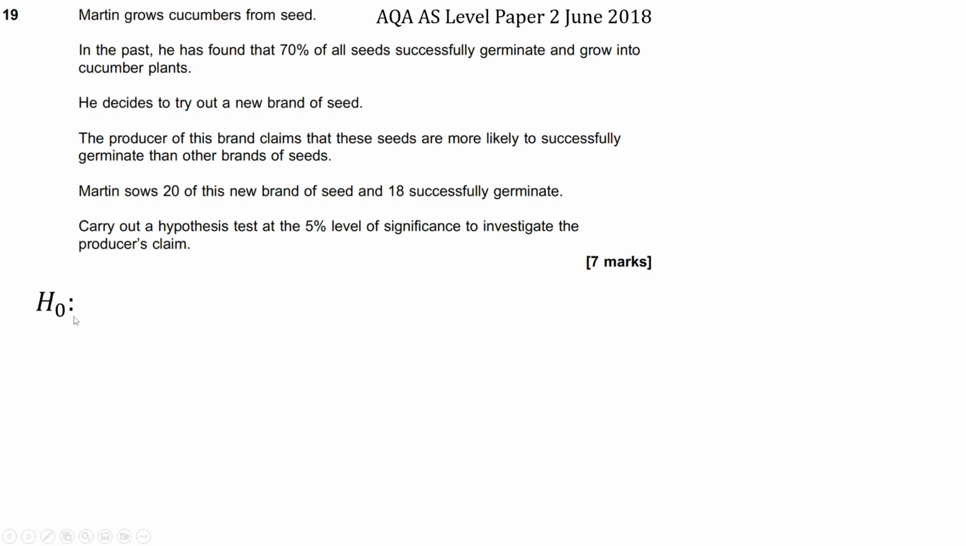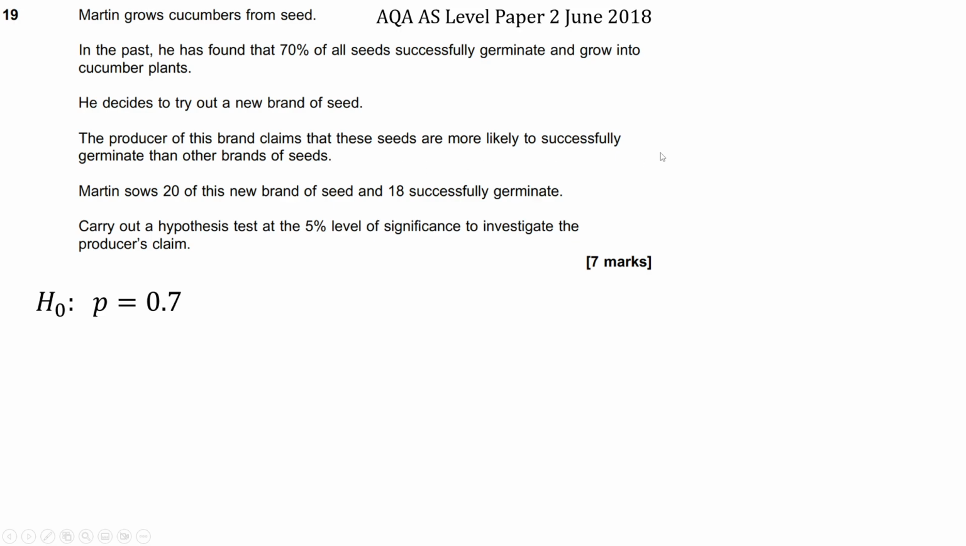There's this thing called H naught, or H0. This is called the null hypothesis, and it's just the default claim, right? It's just what we're assuming to be true at the beginning, and this is what we're testing to see if it's true or false. So for example, in this question here, Martin's growing cucumbers from seeds, and he found that 70% of all seeds successfully germinate and grow into cucumber plants. So we're saying that the default claim is that the probability equals 0.7, 70%. He decides to try a new brand of seed, and the producer of this brand claims that these seeds are more likely to successfully germinate.